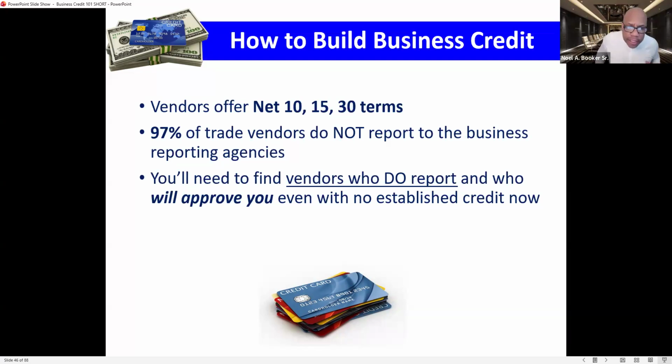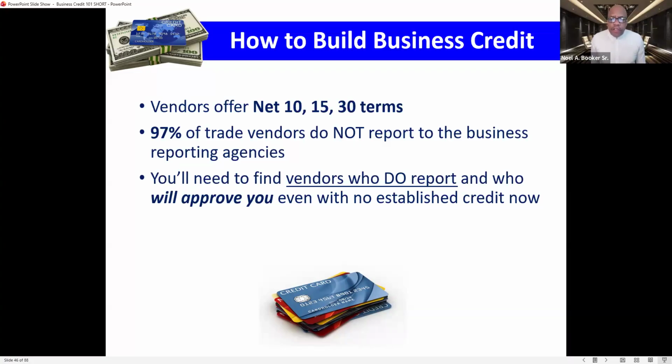Vendors offer net 10, net 15, net 30. Let's just go for these net 30s. We're going to look for net 30 accounts, and this is not easy. We have to find companies that are going to give us credit when we have no credit. On top of that, they have to report to the business credit reporting agencies, and only 10% of all businesses in the United States even report to them, because they're under high restrictions and guidelines to be able to report.